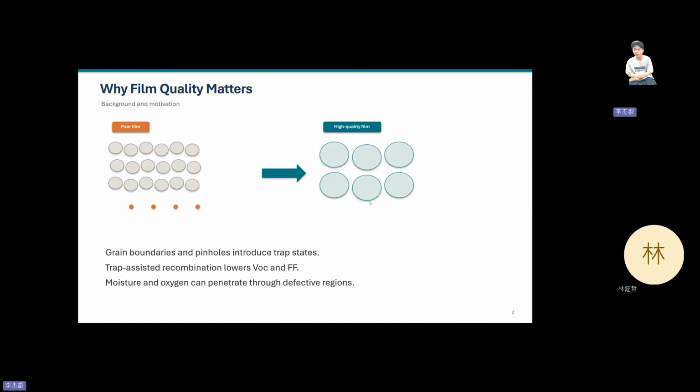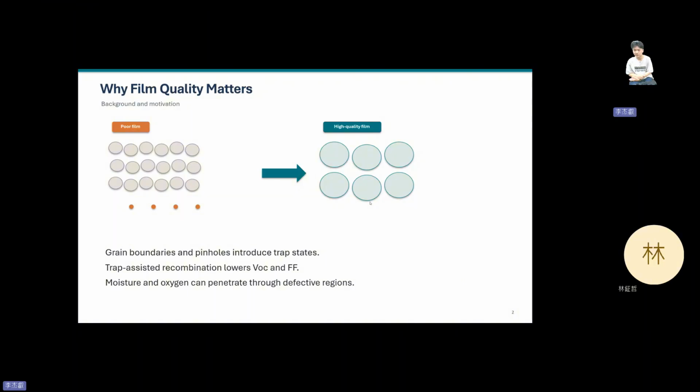So first, let's talk about why film quality is important. In perovskite solar cells, the perovskite layer is the active layer and it absorbs light and generates charge. And if the film quality is poor, there will be many grain boundaries and pinholes. Grain boundaries are the spaces between small crystals, and pinholes are small holes in the film. These defects can create trap states. And trap states can catch charge and cause recombination. So this makes electrons and holes meet again and disappear before they are collected.